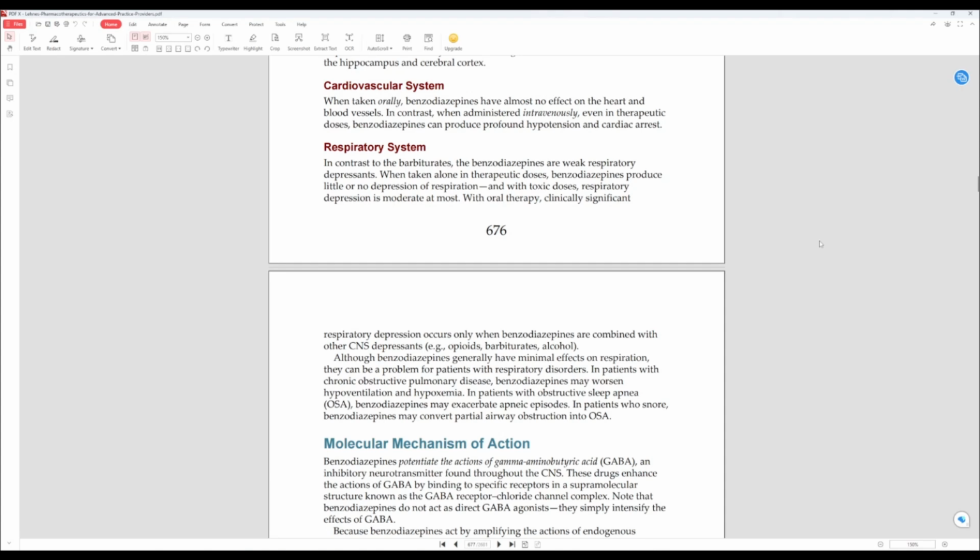barbiturates, or alcohol. Although benzodiazepines generally have minimal effect on respiration, they can be a problem for patients with respiratory disorders. In patients with chronic obstructive pulmonary disease, benzodiazepines may worsen hypoventilation and hypoxemia. In a patient with obstructive sleep apnea, benzodiazepines may exacerbate apneic episodes. In patients who snore, benzodiazepines may convert partial airway obstruction into OSA.